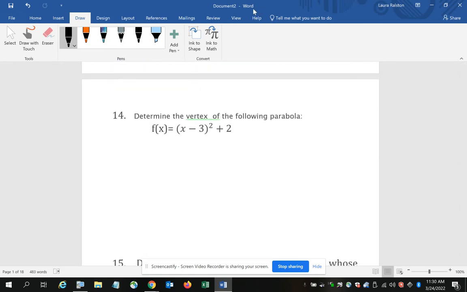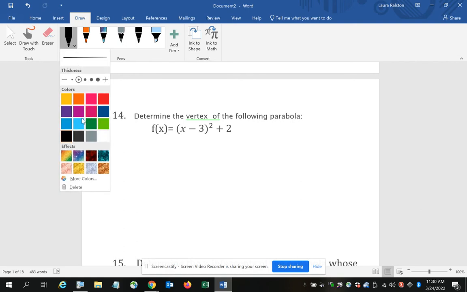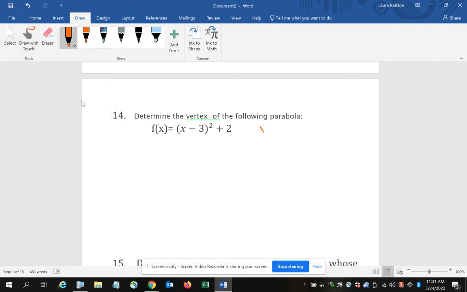At number 14, you're asked to find the vertex of the parabola. Hopefully you recognize that, one, it's a parabola because it has a squared term. Two, the form that it's given in is the vertex form. When you're in the vertex form, x minus h squared plus k, the vertex corresponds to your h and k. You just have to be careful and watch the signs.